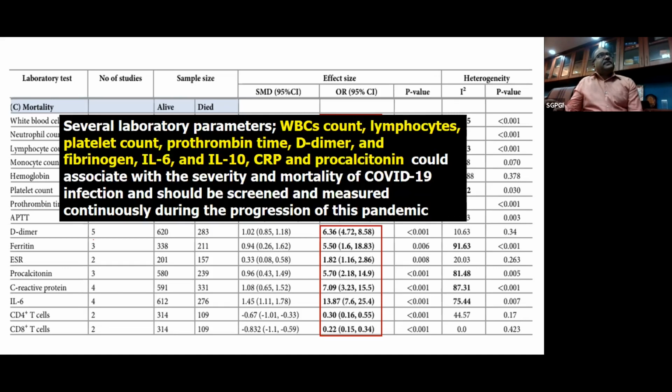So several parameters like WBCs, lymphocytes, platelets, which are available everywhere, prothrombin time, D-dimer, and fibrinogen, even if IL-6 or IL-10 are not available, can guide you and tell you about the severity of COVID-19 disease and the likely outcome of this particular patient.